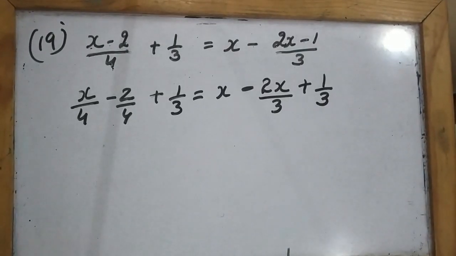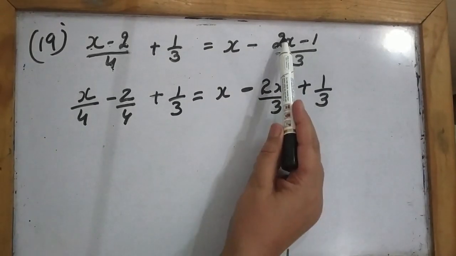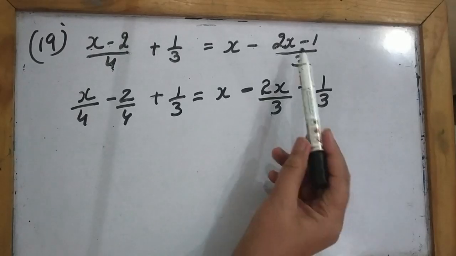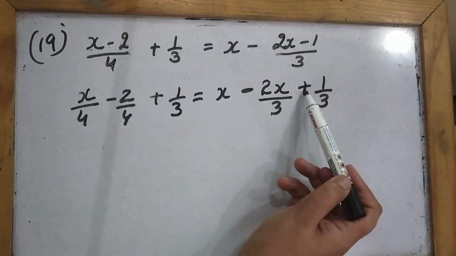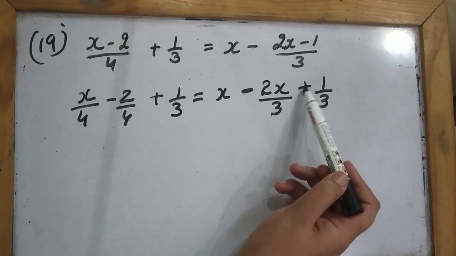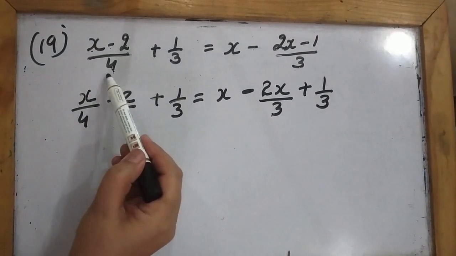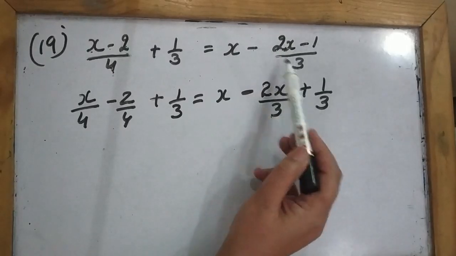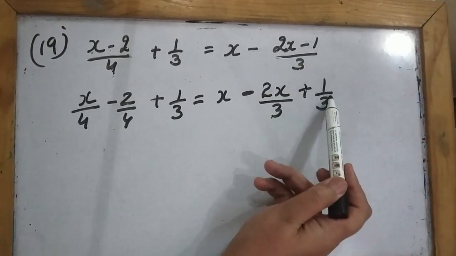So be careful about the sign. So when I will write this separately, this will become minus 2x upon 3, and this minus and minus, both of them will become plus. So this will become plus 1 by 3. So I have written all the terms separately. So x upon 4 minus 2 upon 4. Here I have done minus 2x upon 3 and minus minus plus 1 upon 3.